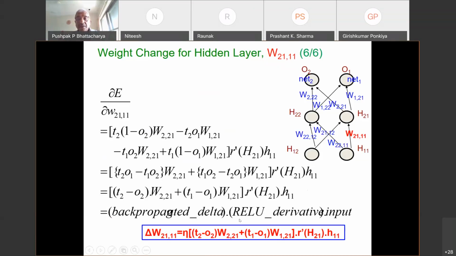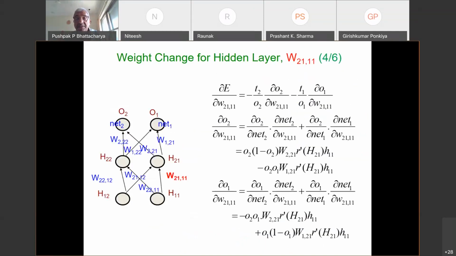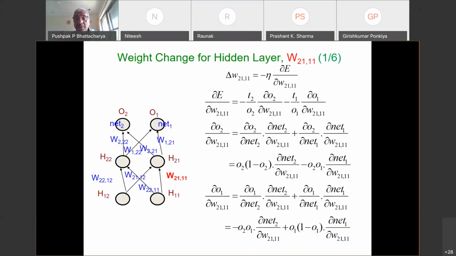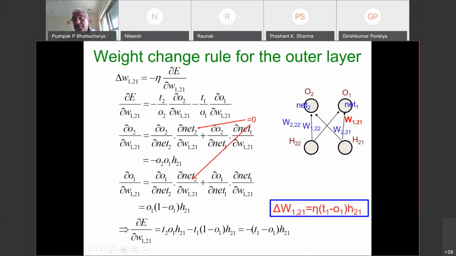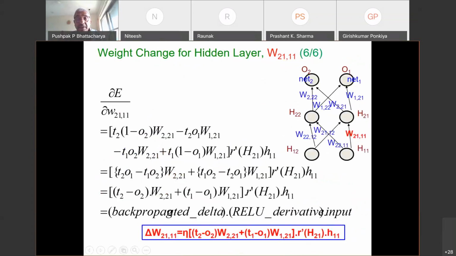So we have a neat expression. The change in weight is equal to eta into the difference of target and observed multiplied by the input for outermost neurons. And for hidden layer neurons, it is the learning rate into the backpropagated delta into the derivative at the neuron into the input arriving over the connection.